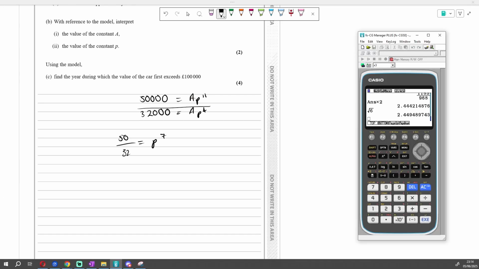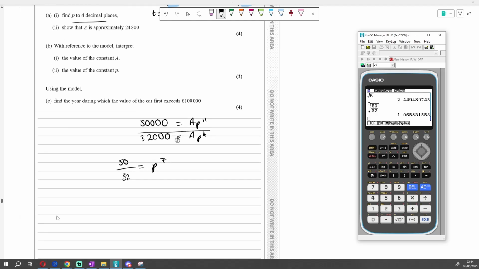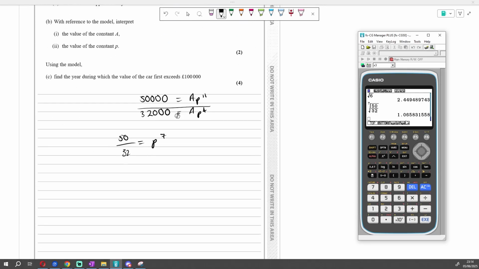Now if you go into our calculator, the 7th root of 50 over 32 gives you 1.07. How many decimal places? 4 decimal places. So 1.0658.